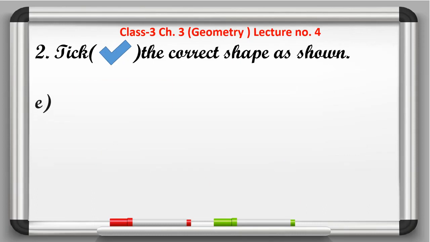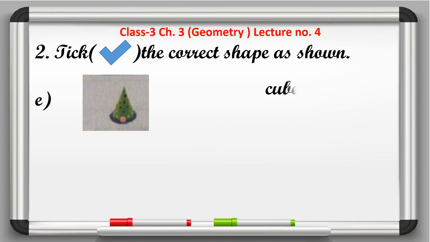Now in E part, this object is given. So what is this object, beta? That is a birthday cap. Okay. So which is the shape of this object? Cube or cone? So that is cone. So here we will take cone.